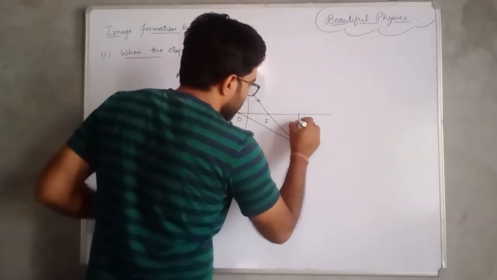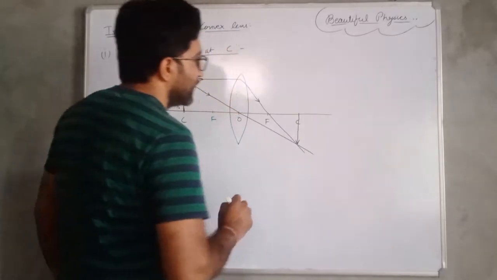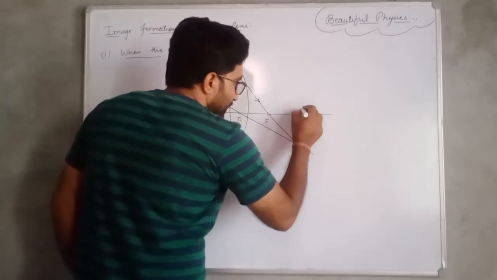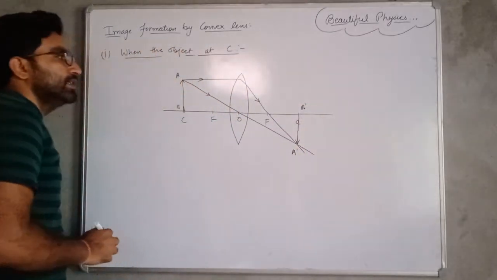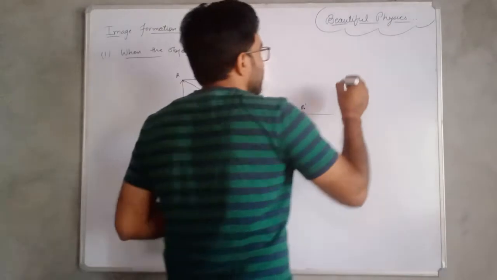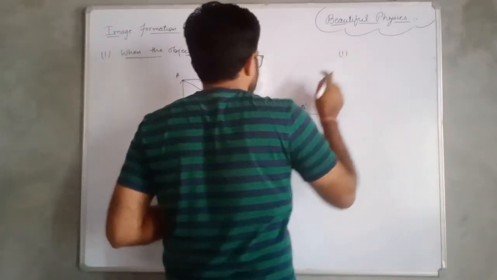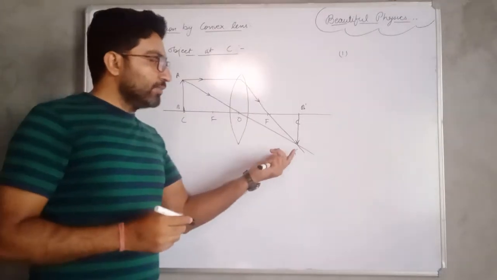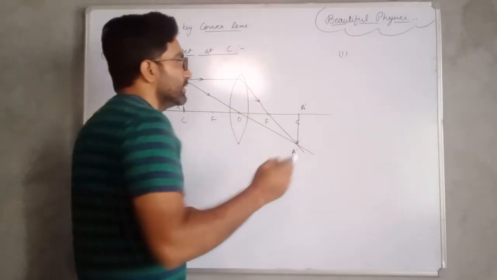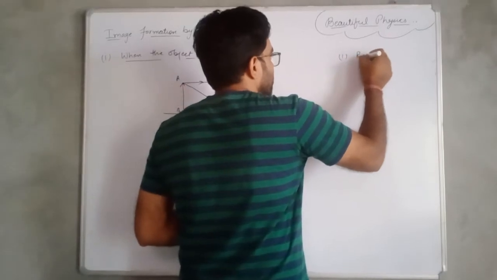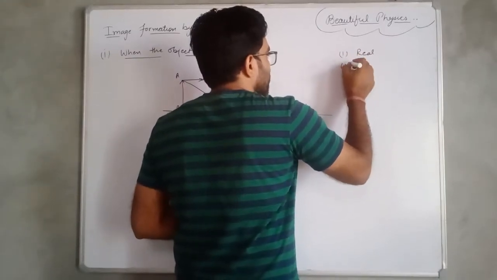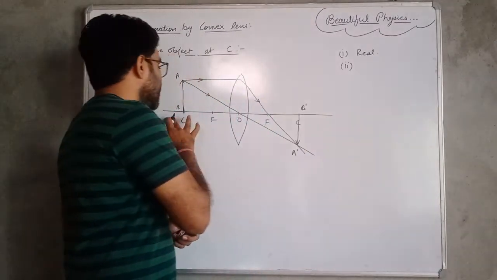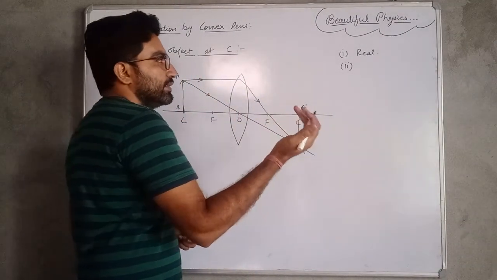Okay, and the final image is formed again at C. So our image A prime B prime is formed at C. So from the diagram we can write the image formed. Again the rays of light are actually meeting at a point after refraction, so again the image formed is real, and next one, it again forms at the C. When the object is at the center of curvature, the image is also formed at the center of curvature.